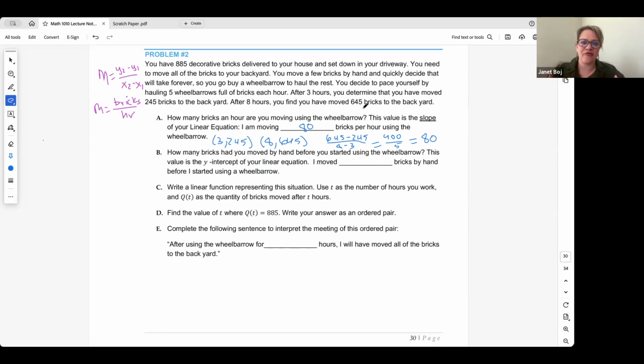So that extra 5 bricks, that's where you began. You already had 5 bricks moved by hand to the backyard. So I moved 5 bricks by hand before I used the wheelbarrow. Is there another way to figure that out?